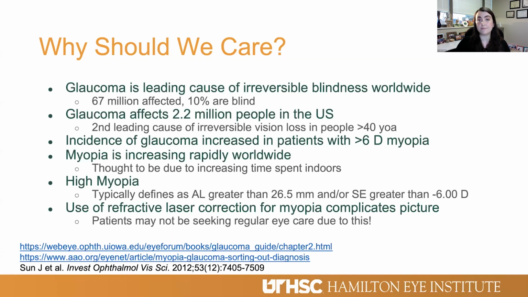Now, how do we define high myopia? The classic definition that you see, I think, most consistently across the ophthalmology literature is axial length greater than 26.5 millimeters and/or spherical equivalent greater than -6 diopters. So that's just one of the answers here to my poll questions.